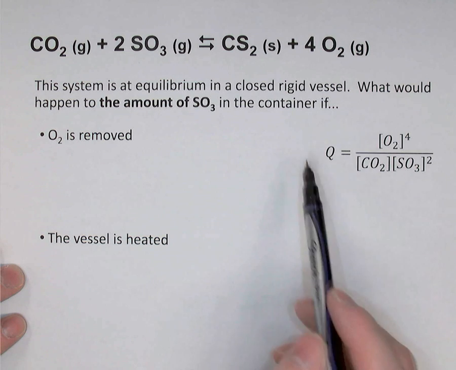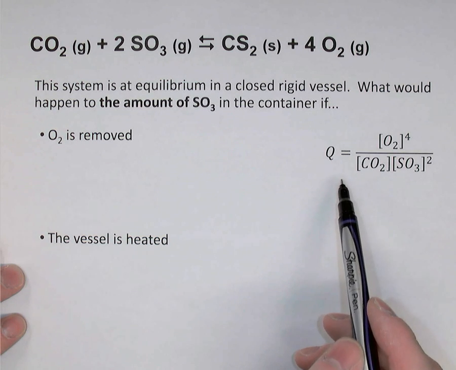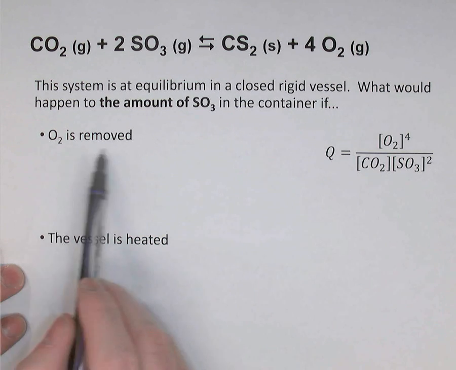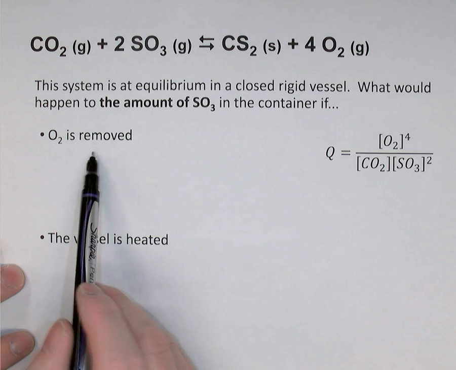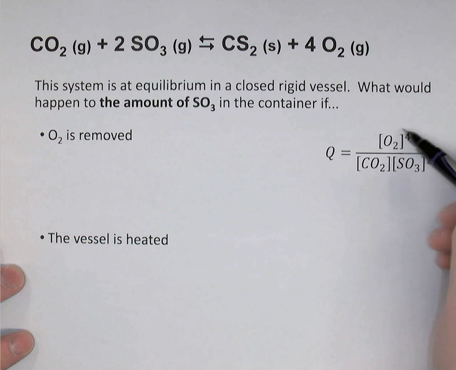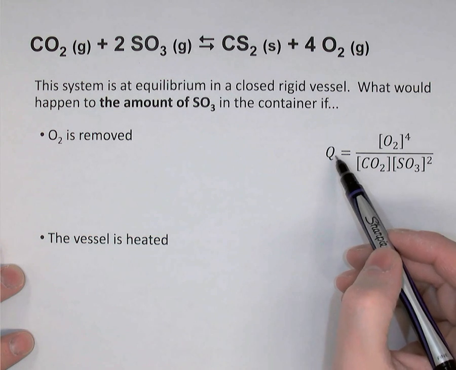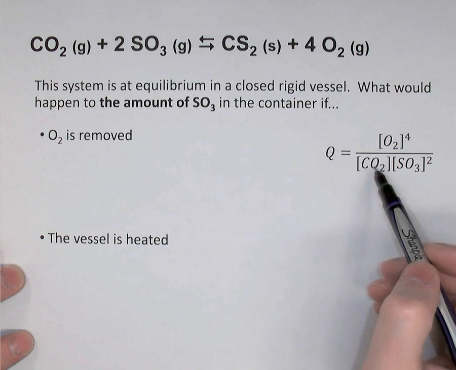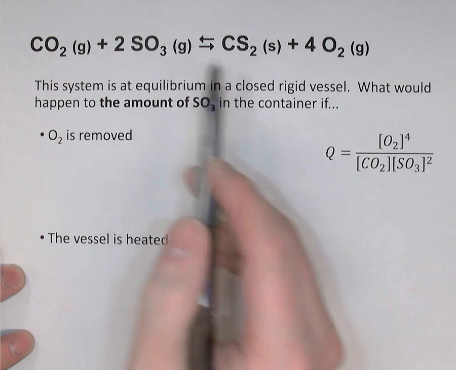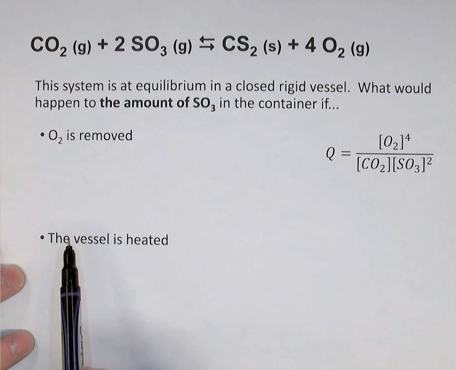Using the expression for Q, we can also explain this in this way. We'd say if you're removing oxygen, you're decreasing oxygen's concentration. Decreasing oxygen's concentration, where it's in the numerator, will cause Q to get smaller. If Q is now less than Kc, there's going to be a forward shift in equilibrium, and you'll end up with less SO3 in the container.